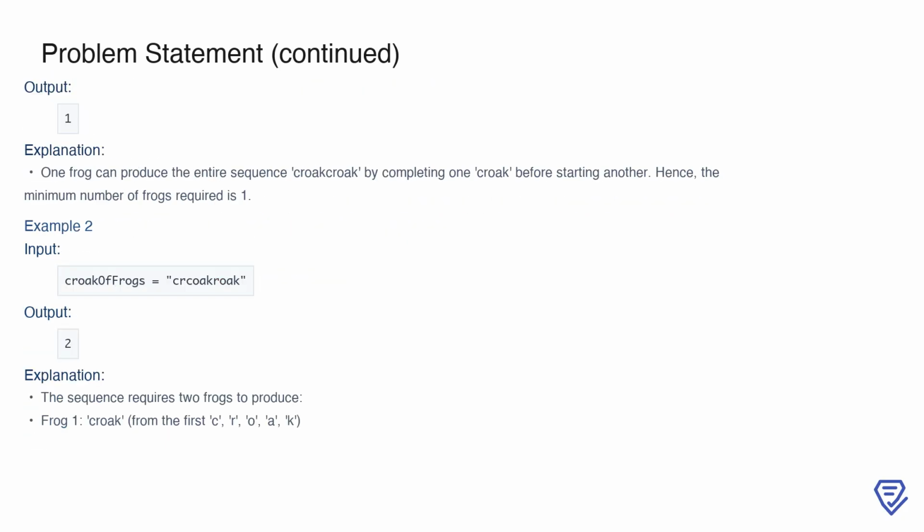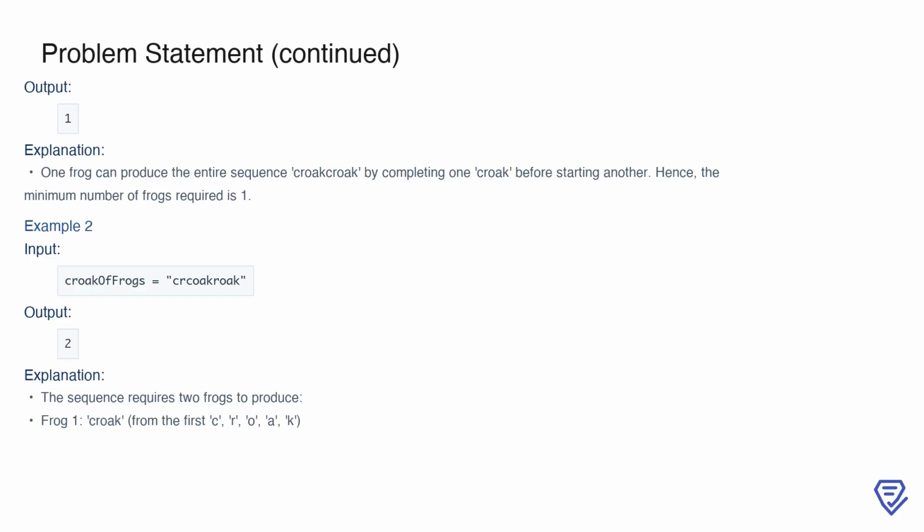In the first example, if the input string is croak, the output is 1. This is because the sequence can be produced by just one frog. The frog completes the first croak entirely before starting the second croak. Since only one frog is active at any given time, the minimum number of frogs required is 1.